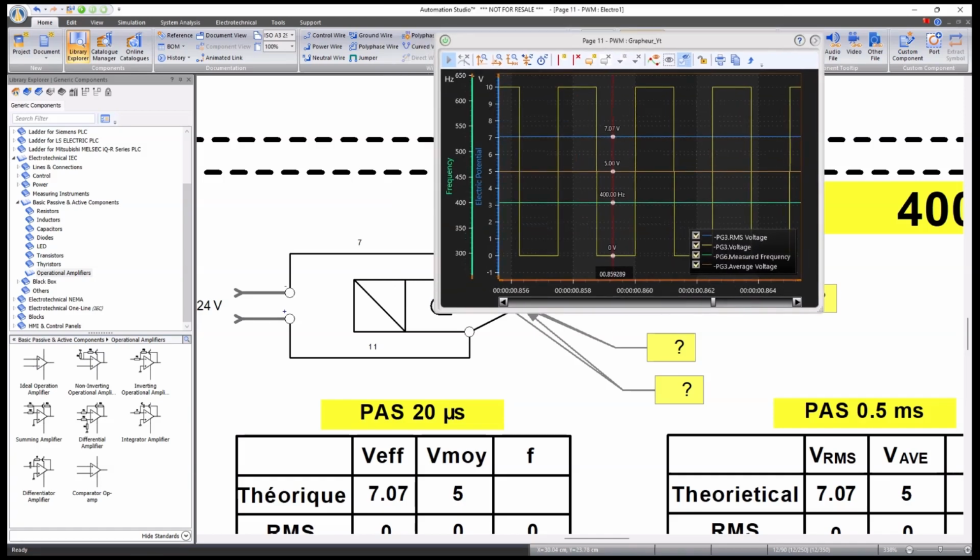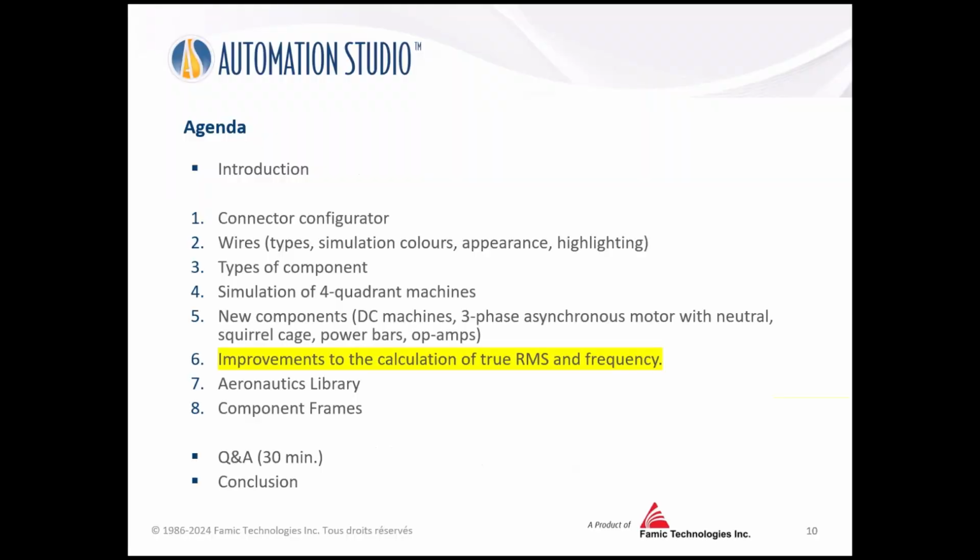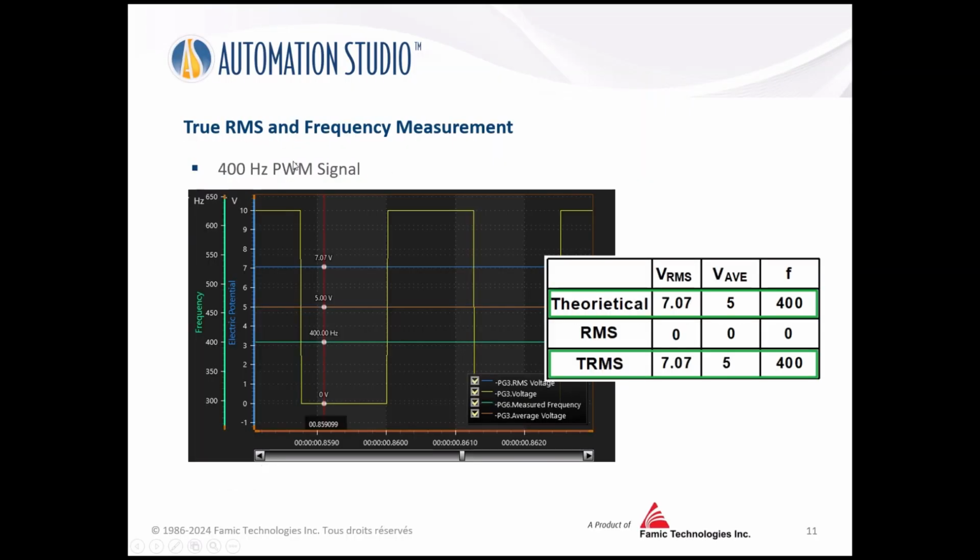So if we just go back to the PowerPoint. So this is the example here. Based on the theory, the RMS value in this case, with this 50% square wave, should be 7.07, given that the amplitude is 10 here. The average is 5, and the frequency is 400. So these are calculated correctly. In the past, just using the old RMS model, this didn't exactly give the right values.